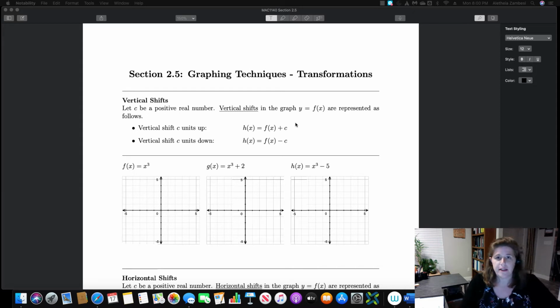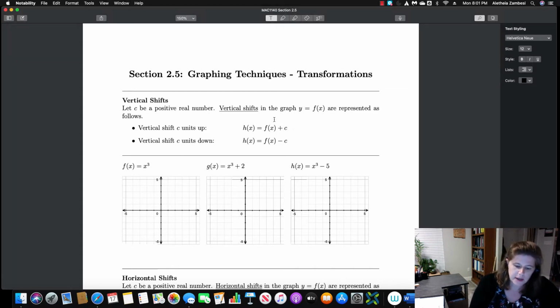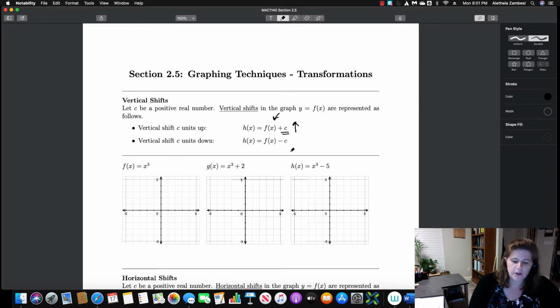This is called graphing techniques, basic transformations, and I want to talk about a number of transformations in order. The first one is called a vertical shift, which really just means taking a graph and moving it up and down on the axis. If c is a positive real number, a vertical shift up means we take a function f of x and add that c value to it. So plus c moves things in the up direction. Vertical shifts down, if we have minus c, our graph moves in the down direction.